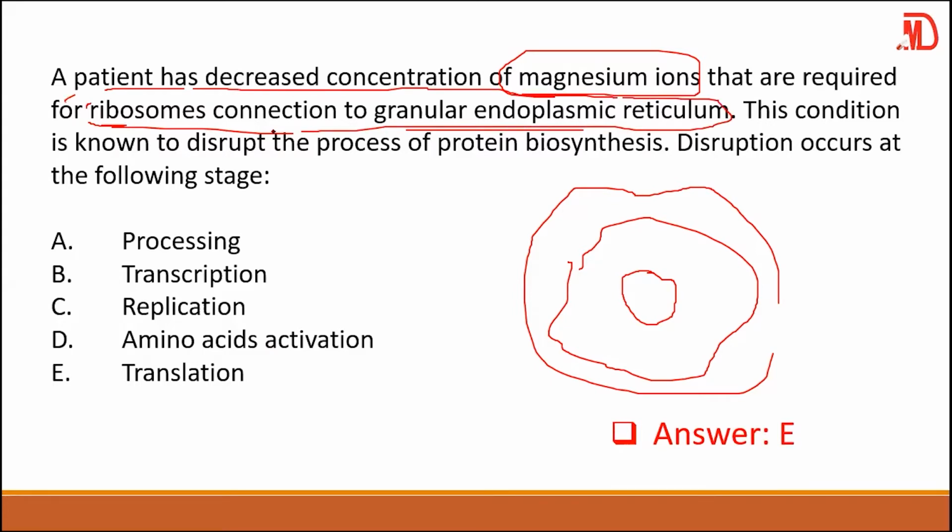And we said endoplasmic reticulum is located in the cytoplasm, right? Exactly. And the question is asking us, this condition is known to disrupt the process of protein biosynthesis. So what protein stage will be disrupted? Your answer is translation. Don't go and say transcription, because transcription takes place inside the nucleus. All right. So answer is E.